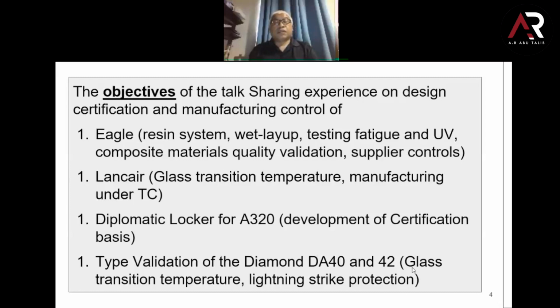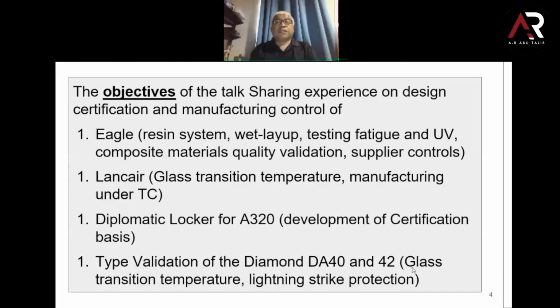I will also later share about the Lancair issue on glass transition temperature, and Lancair is very unique, because at that time the first few aircraft were manufactured under the type certificate. I'll mention it in a bit.